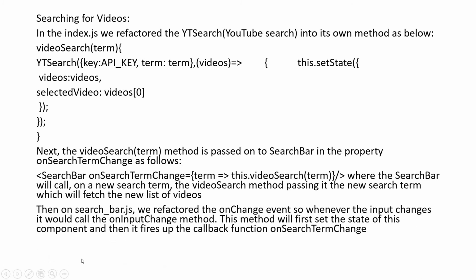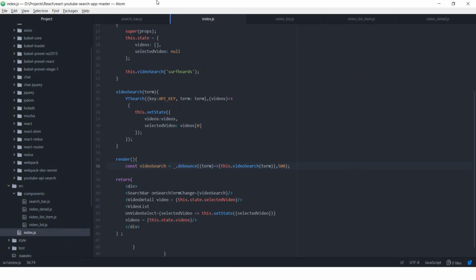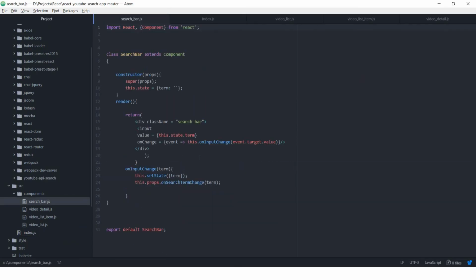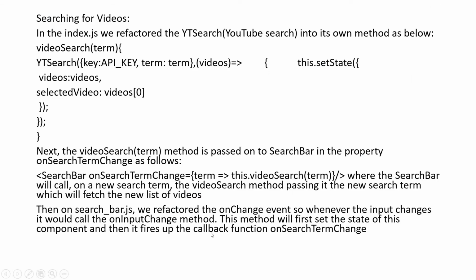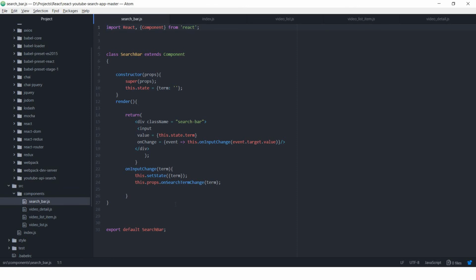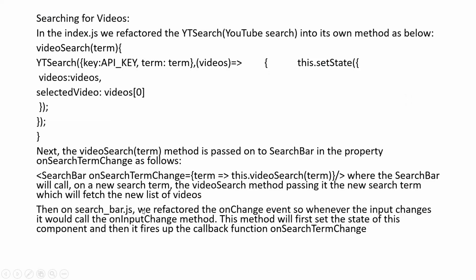Then in the search bar we refactored the onChange event, so whenever the input changes, it will call the onInputChange method. This method will first set the state of this component and then fire the callback function onSearchTermChange. These are the two lines that explain what I just said.